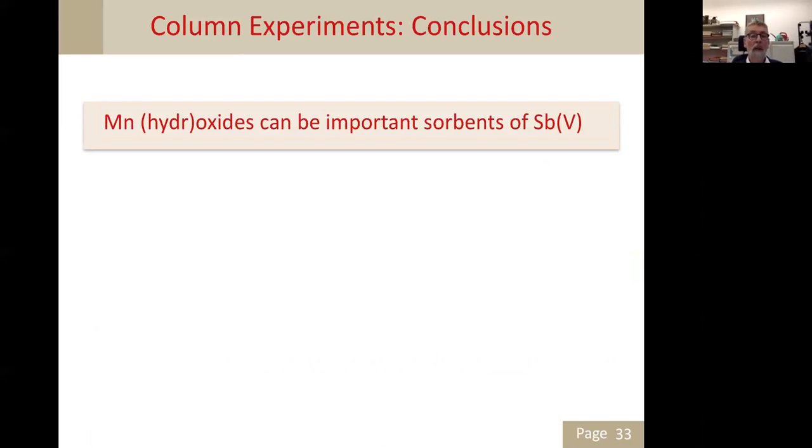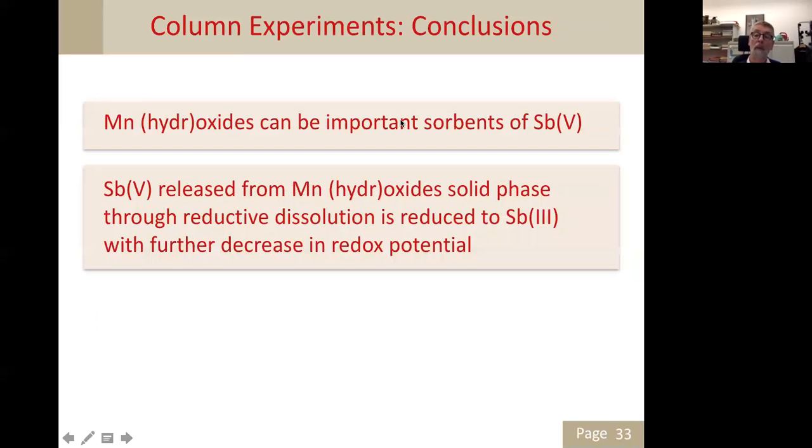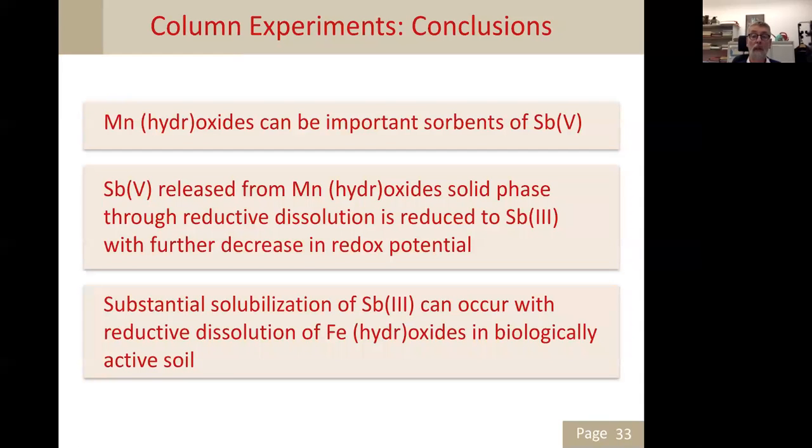Conclusions of the column experiments. So, in line with the batch: the manganese hydroxides can be important sorbents of antimonate. The antimonate, or antimony 5, released from the manganese hydroxide solid phase through reductive dissolution is reduced then to Sb(III) with further decrease in redox potential. And we find substantial solubilization of iron and antimony 3 with reductive dissolution of iron hydroxides in the biologically active soil.